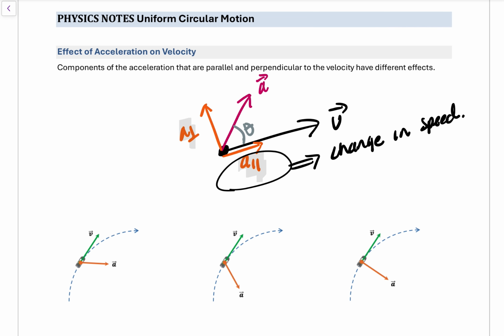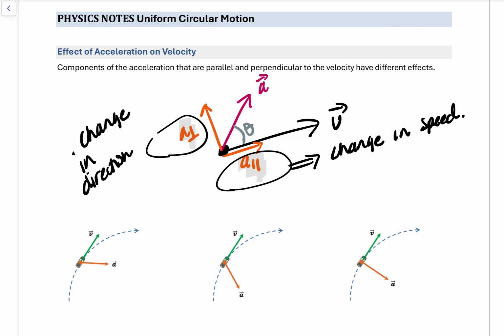What that A perpendicular is going to do is change the direction. So if I have a component of acceleration that is perpendicular to my velocity vector, this is going to cause a change in direction. No change in speed, but it is going to cause a change in direction. So similar to the fact that the perpendicular is not going to cause a change in speed, the parallel component is not going to cause a change in direction, right? These two things are acting independently in that sense.